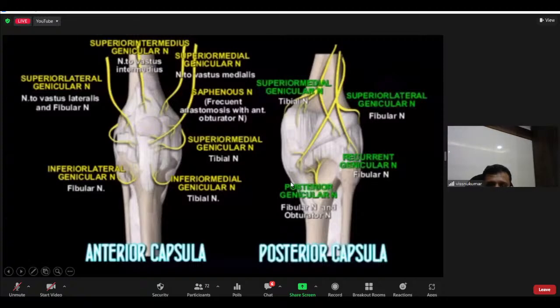Almost there is no quadriceps weakness. Let us see the anatomy. So this is the knee joint innervation. The knee joint has 12 different genicular nerves. The knee joint is supplied by the branches of the femoral, obturator, and sciatic nerves.